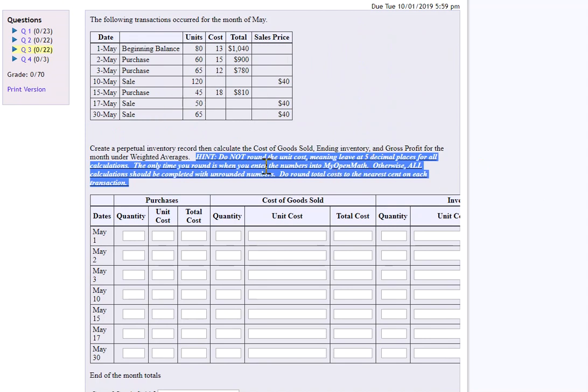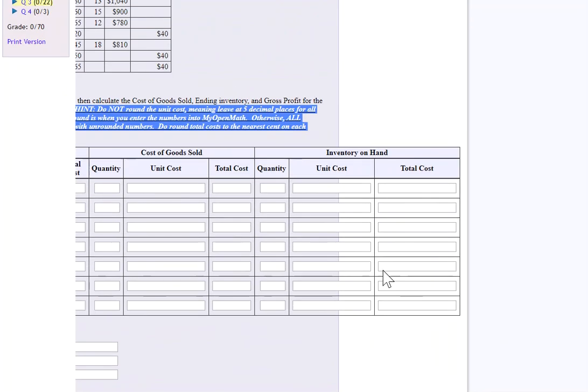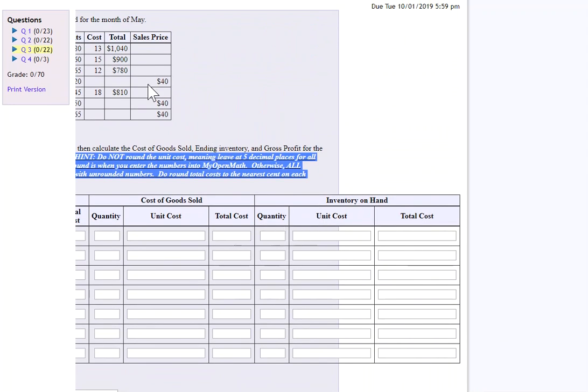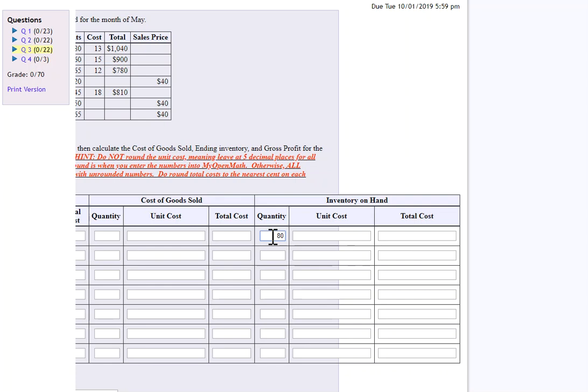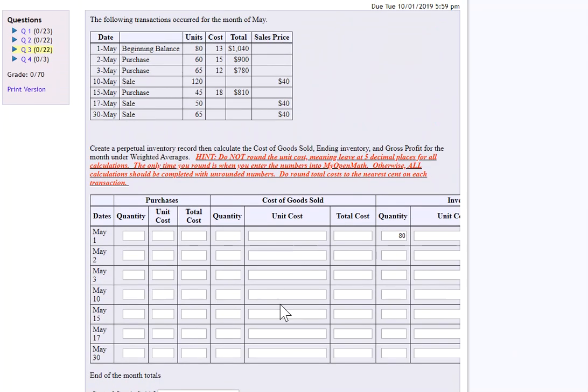So we've got all of the details for our transactions, and we know that we have to fill in first the beginning balance of what's on hand. So it was 80 units. Had 80 units on hand at the beginning of the period that had a cost of $13, a total cost of $1,040.